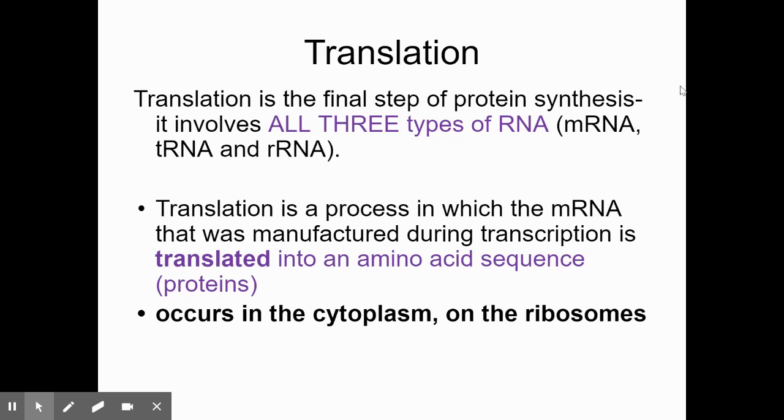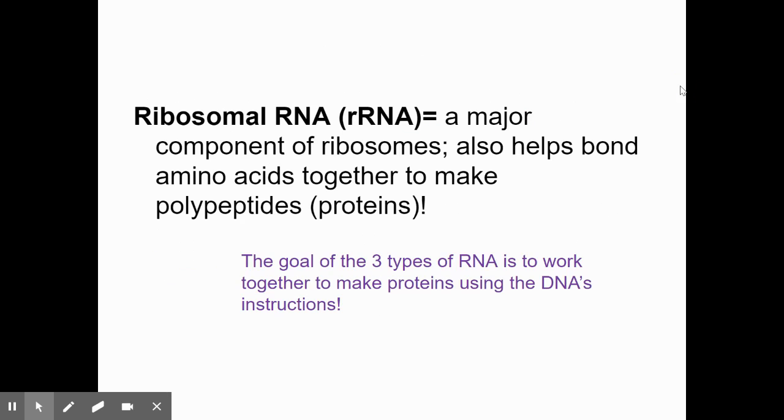And so now our mRNA strand has arrived at a ribosome found in the cytoplasm. And here, this is where all 3 types of RNA are going to come into play, to take that RNA and translate it into our amino acid sequence, which then makes our protein. So another type of RNA that's used in translation is known as ribosomal RNA or rRNA. This actually helps to make up the ribosome itself, and it helps to bond the amino acids together to eventually make the protein chain.